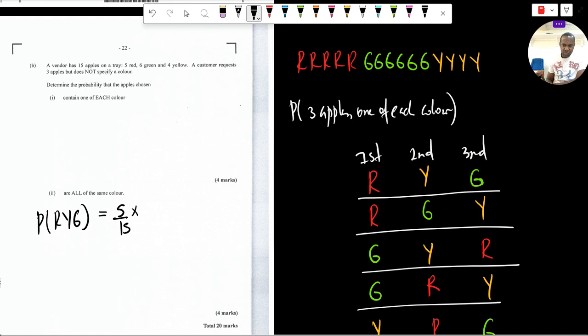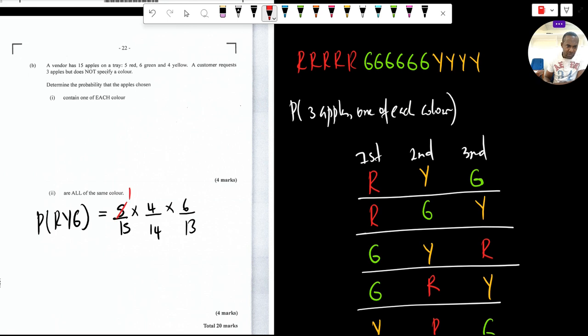Now, after the first red apple is chosen, and the second is yellow, that leaves 4 yellow apples from a total of 14 apples, okay? Because obviously the red one has not been replaced. After the first 2 apples have been chosen, red and yellow respectively, there are 1, 2, 3, 4, 5, 6 green apples out of a total of 13. So when we combine these numbers, we can simplify as much as we possibly can and see what that gives us.